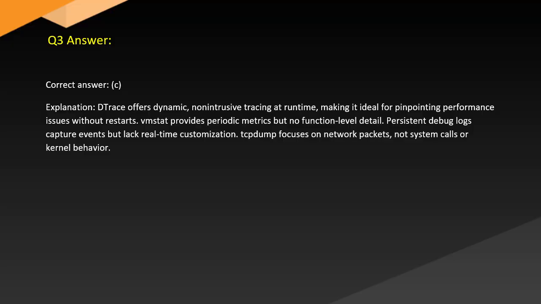Answer. Correct answer, C. Explanation. DTrace offers dynamic, non-intrusive tracing at runtime, making it ideal for pinpointing performance issues without restarts. vmstat provides periodic metrics but no function-level detail. Persistent debug logs capture events but lack real-time customization. tcpdump focuses on network packets, not system calls or kernel behavior.